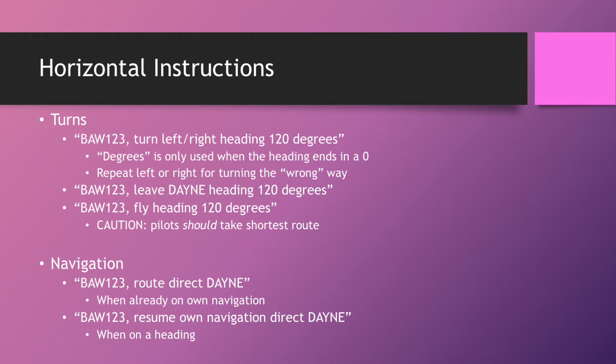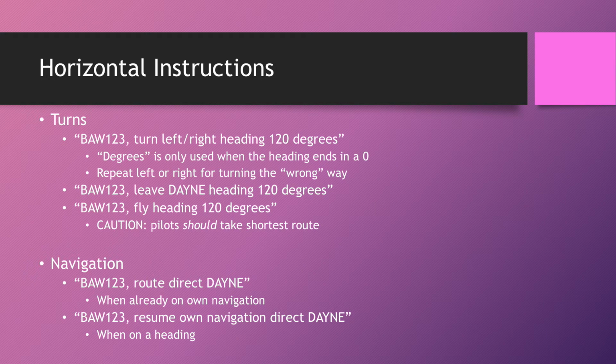Another example of a turn would be Speedbird 123, leave DANE, heading 120 degrees, so you can tell the pilot to fly a heading after a fix. You do it by saying leave DANE, heading 120 degrees. You can also instruct a pilot to just fly heading 120 degrees, and if you've watched our video on holding, you'll have already seen that RT. You can say that wherever you like; it doesn't have to be in a hold.